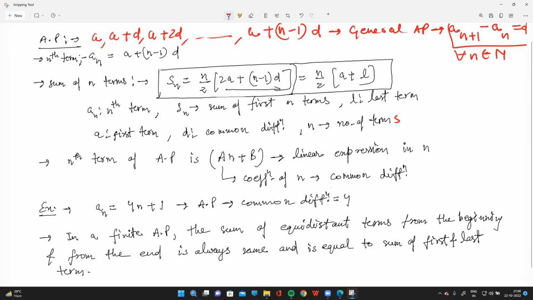So every chapter of algebra is based on one variable, right? So PNC was based on R. If you talk about NCR or NPR, this R is the variable. Similarly, in this chapter, your N is the variable. You have to mostly talk about N, right?